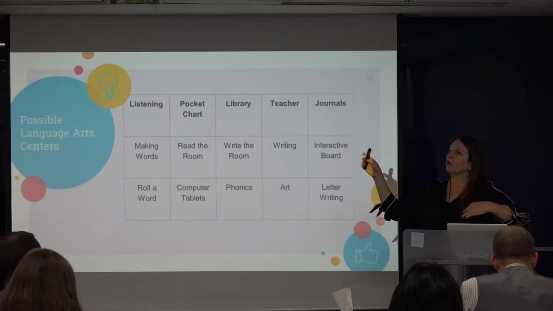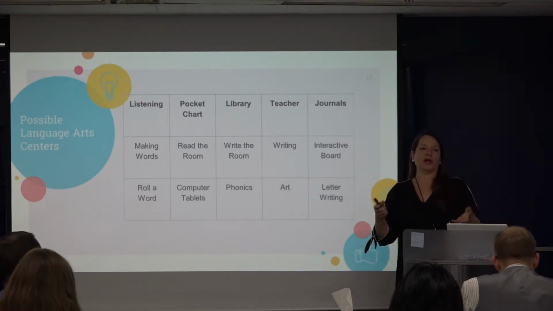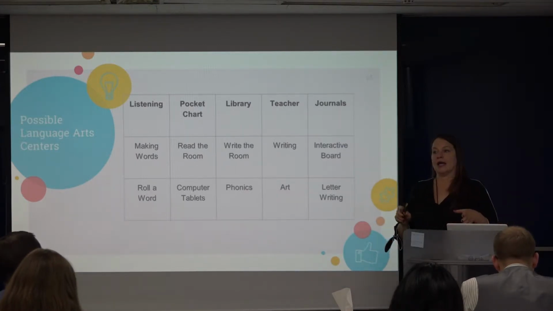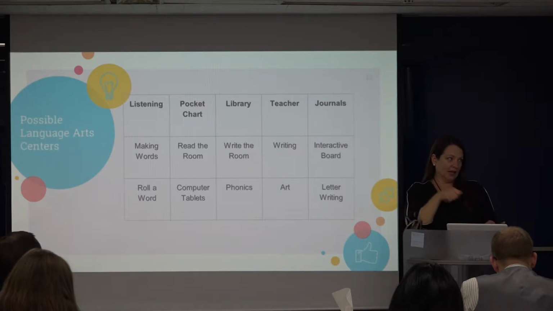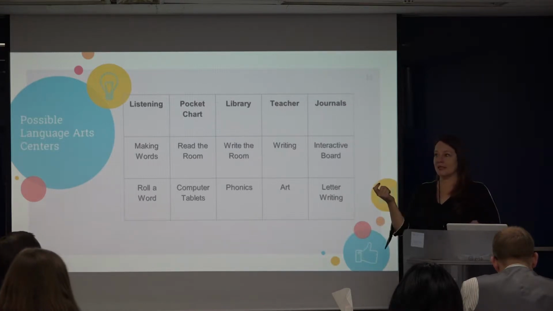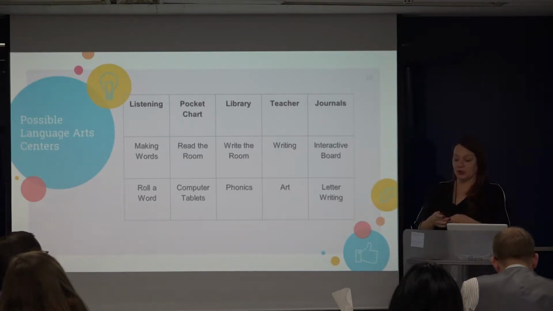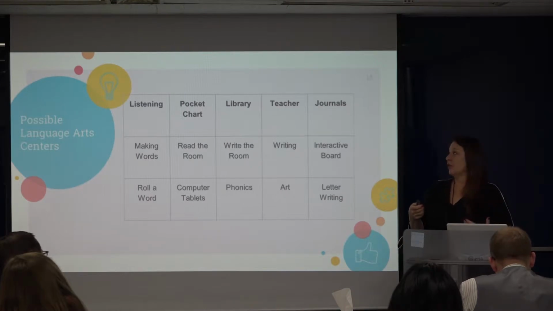Read the room. In our room, in a primary room, you're going to have print everywhere. And you're going to have poems and charts, things we've written, things we've read. And they can get a pointer. It's like a little stick. And they go around and they can read the whole room. And it takes them quite a while. And it's a really great activity to practice reading.